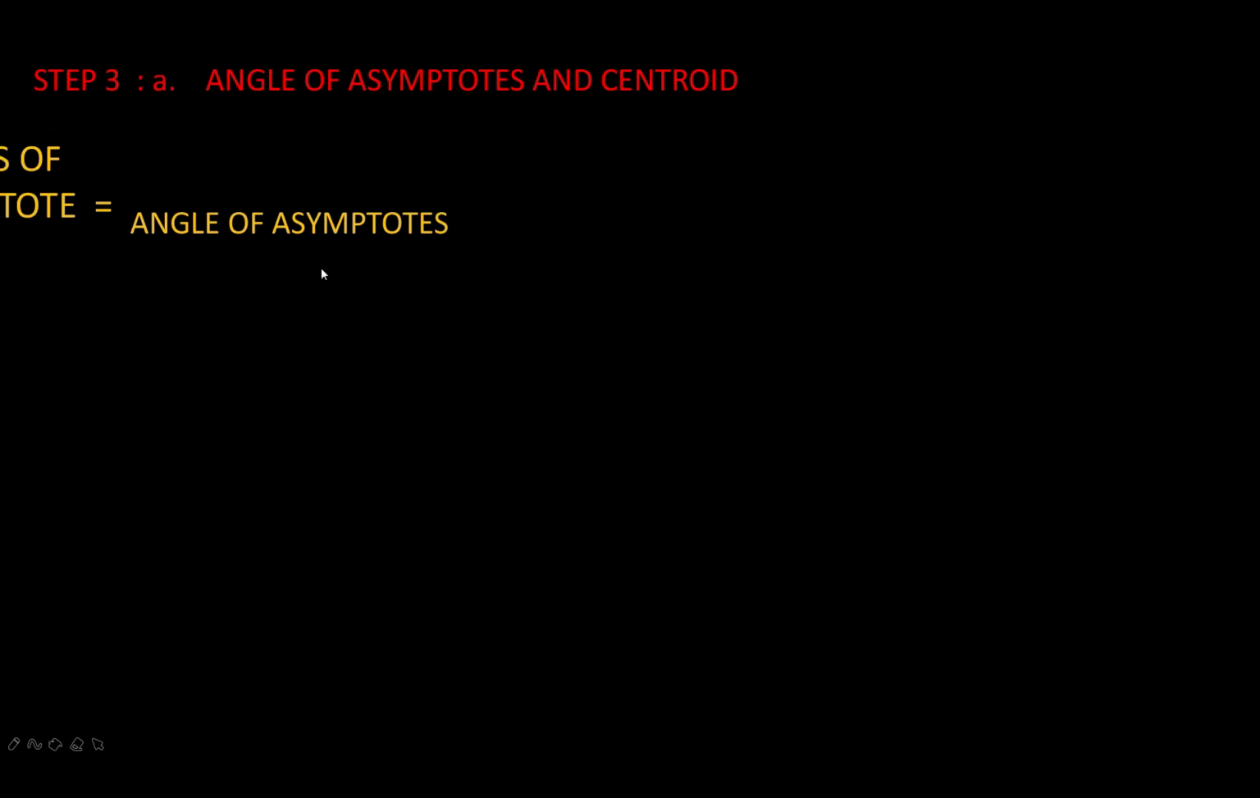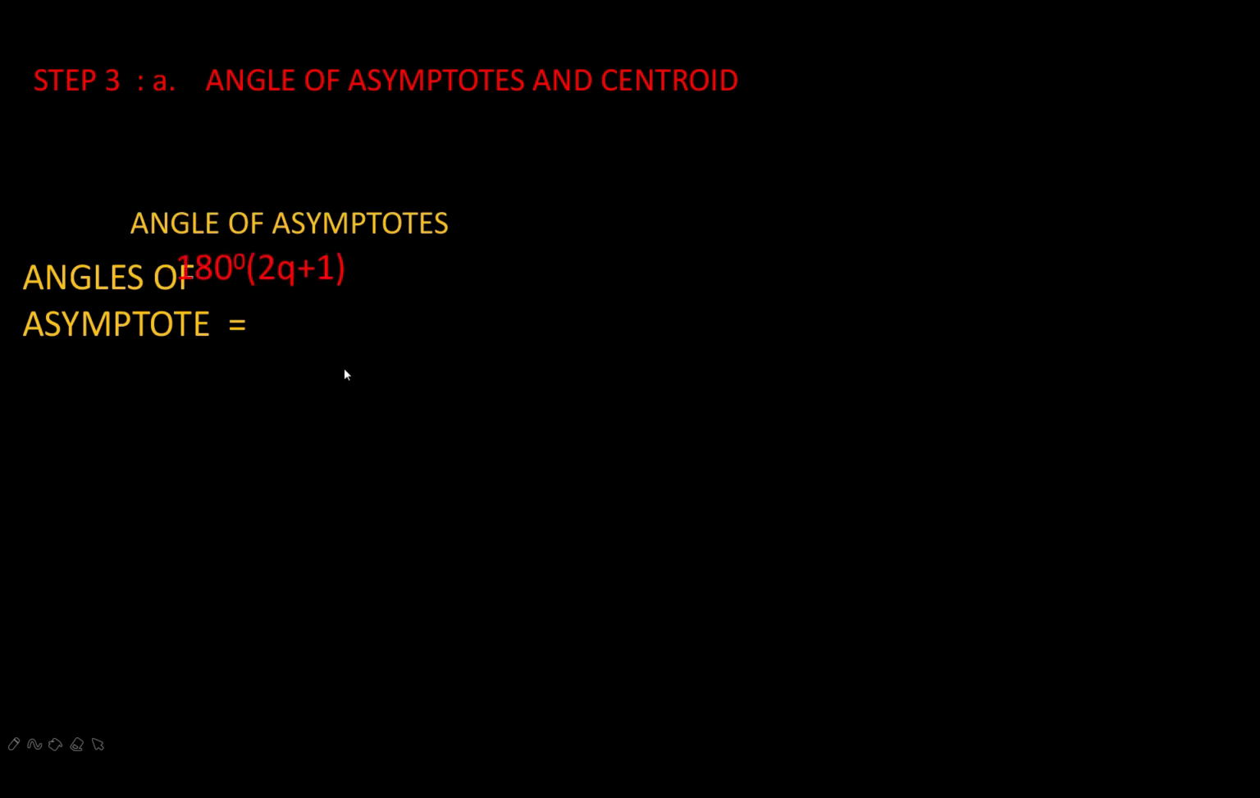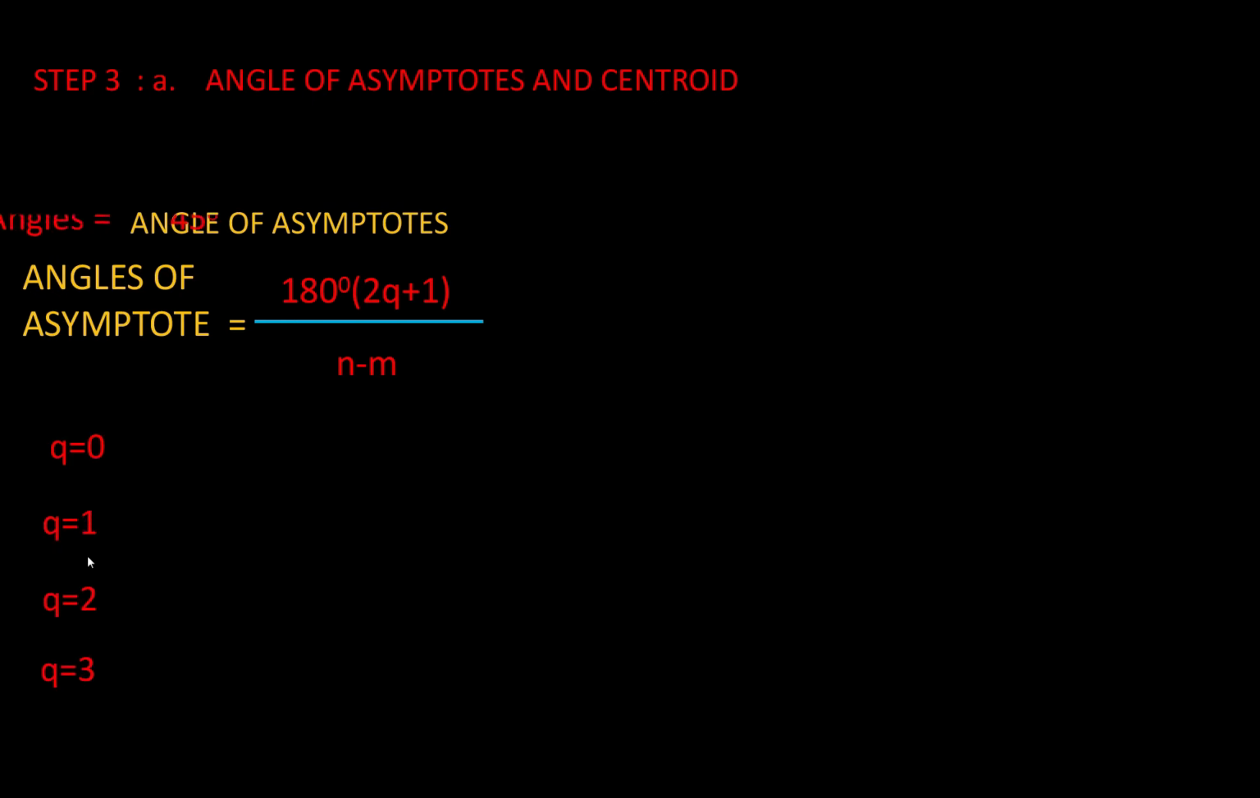Now we are going to find the asymptotes and the centroid. The angle of asymptotes is given by the formula 180 degrees times plus or minus (2q plus 1), and the whole divided by n minus m, where n is the number of poles and m is the number of zeros. In this particular problem we have 4 poles and no zeros. So we'll vary the value of q equal to 0, 1, 2 and then 3, that is up to n minus m minus 1. So 4 minus 1, it is 3.